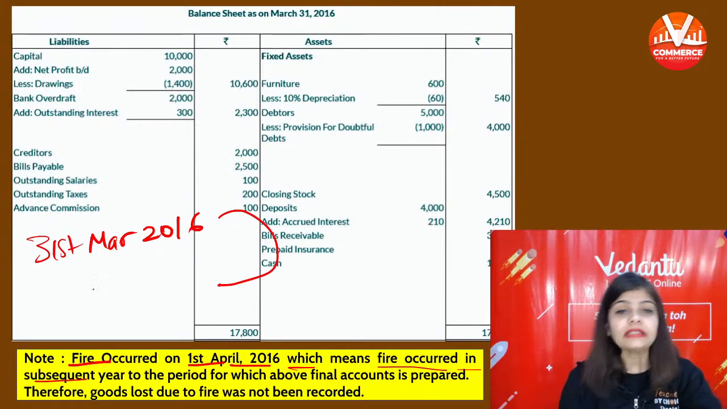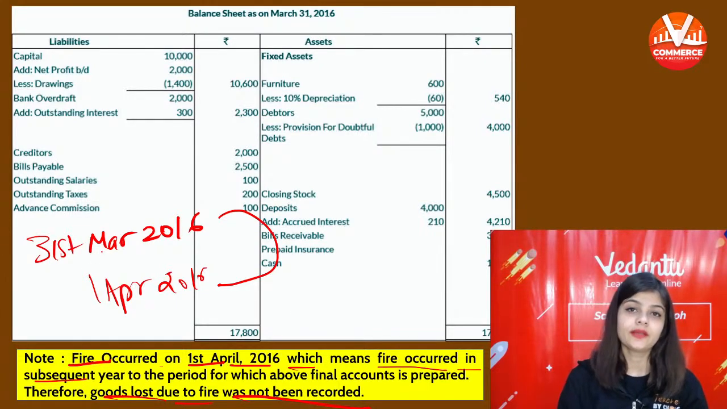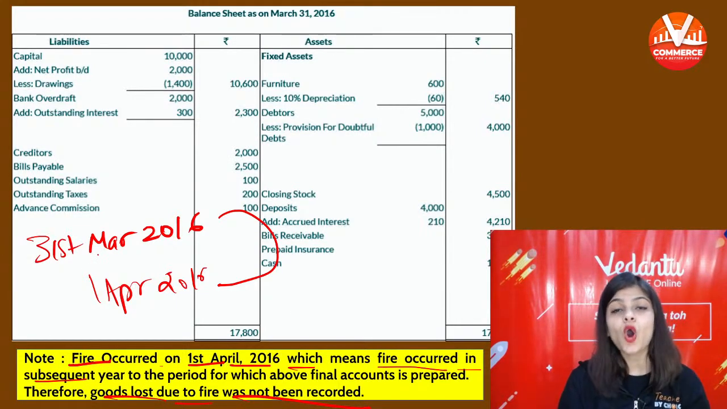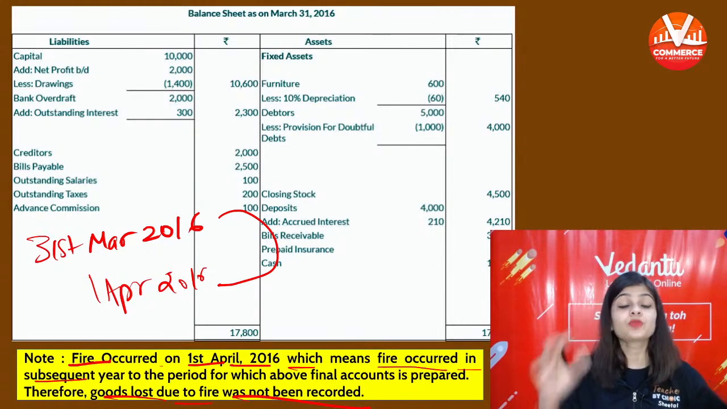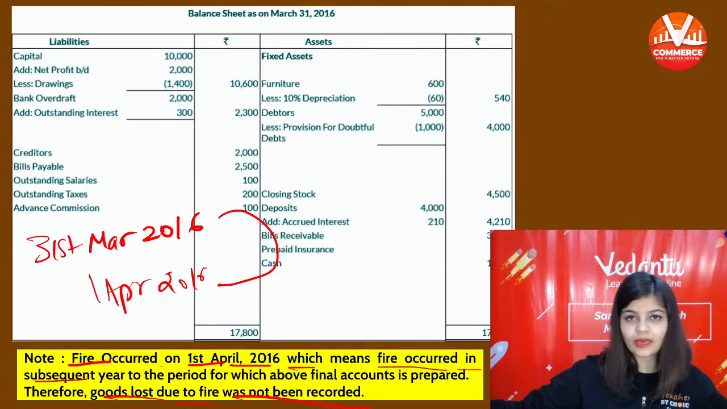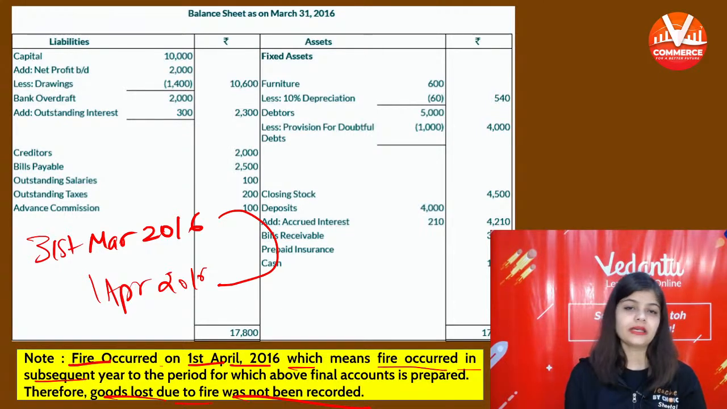And after this, the fire had occurred. So, therefore, the goods lost due to fire were not recorded. You will not record this loss of goods by fire. बिकॉज हमारी बुक्स बंद हो चुकी हैं, बुक्स बंद होने के बाद आग लगी है, so it will be recorded in the subsequent, in the next year.